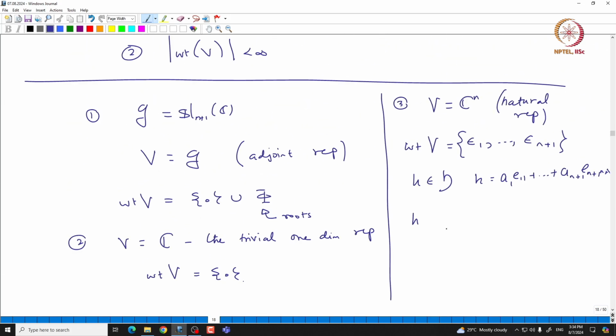So, then this H acts on Ej. Let us say Ej is the standard basis. So, V is spanned by Ej, where j ranges from 1 to n plus 1. Then H Ej, this is the usual matrix multiplication. If you use that, then you can easily see that H Ej is indeed given by aj Ej, which is nothing but epsilon j of H times Ej. Okay. So, that is why you get epsilon j's as weights of this V, because Ej's form a basis for this natural representation.